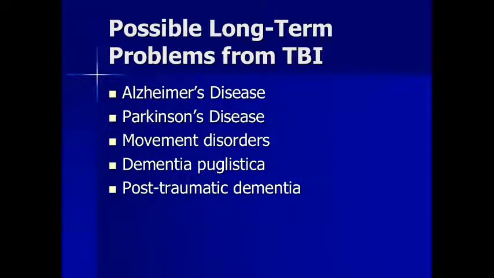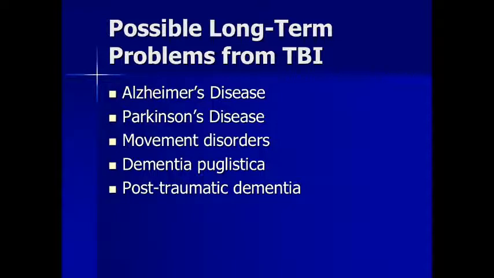So what do we see possibly as long-term problems from TBIs? Well, one disease is Alzheimer's, and this is usually related to head injuries in early adulthood. The more severe the head injury, the greater the risk. Parkinson's disease may also develop years after a TBI as a result of damage to the basal ganglia. We're seeing a lot of Parkinson's in professional football players. We're also seeing it in professional boxers. And with that, even some Alzheimer's.